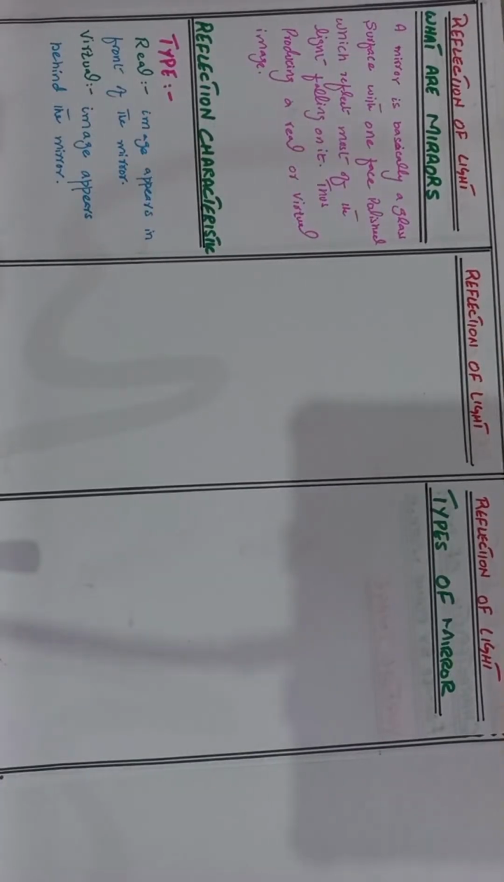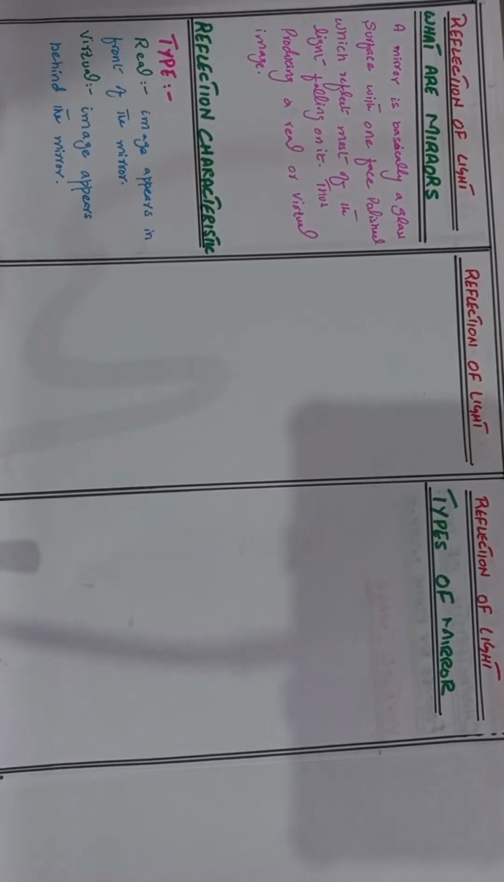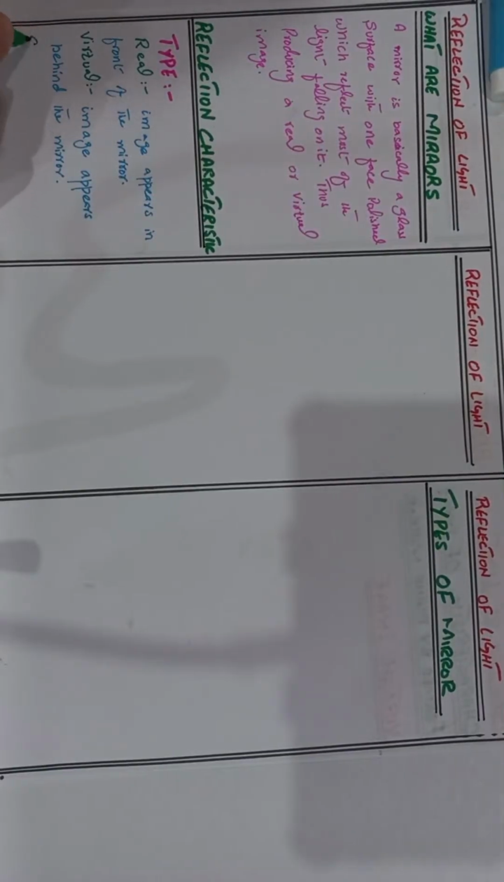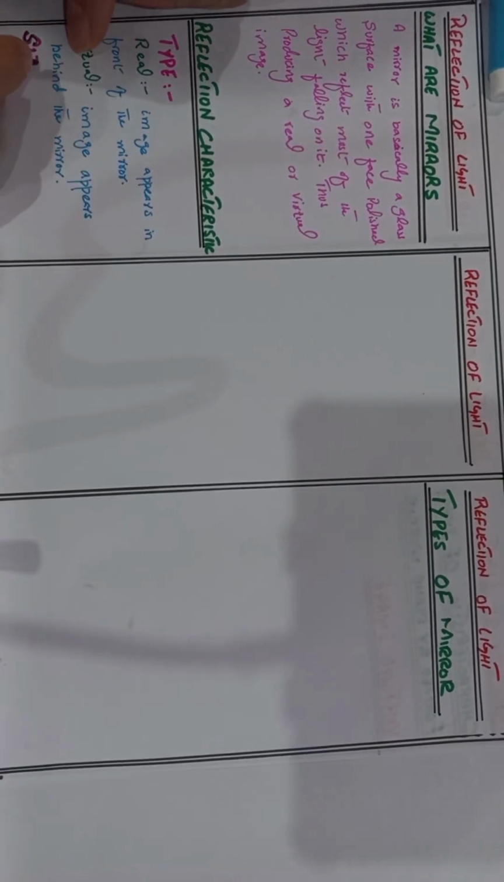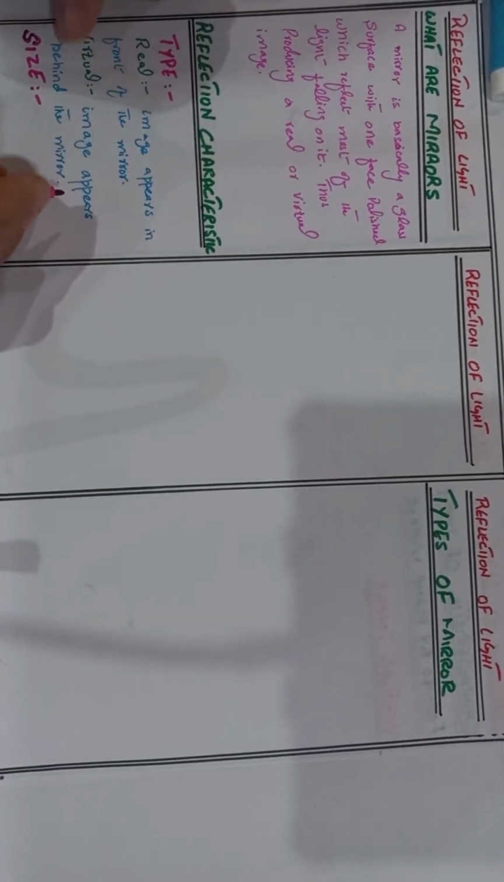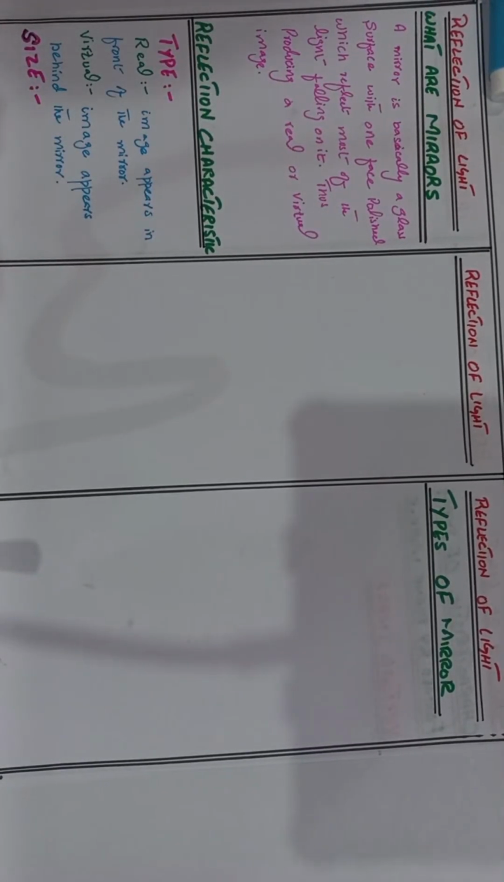Okay, second we discuss the size of the image. For the size of the image we discuss whether the image is formed enlarged, reduced, or the same size as the object. So here the three types of the size we discuss are enlarged, reduced and same. Here we write size of the image.